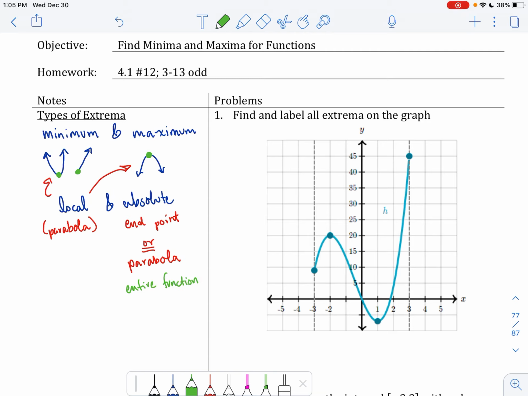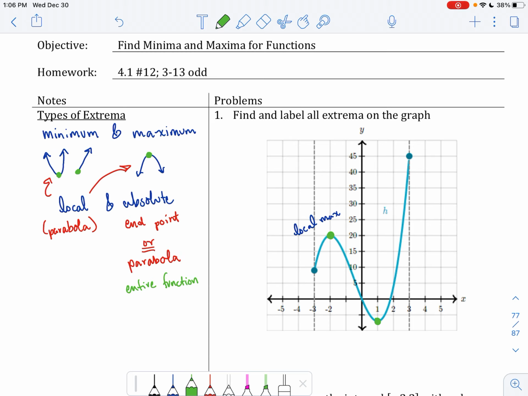If I'm looking at number 1, find and label all the extrema on the graph. So we've got our two parabolic points. We have one at negative 2 and one at x is equal to 1. And here, this is a local maximum, but it's not the absolute maximum. It's a local maximum because everything around it goes down, is lower.